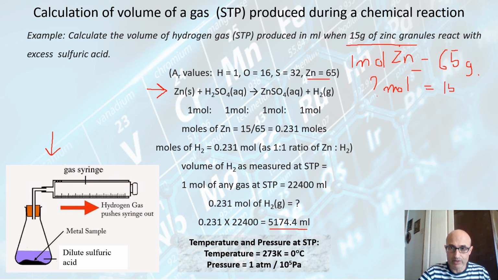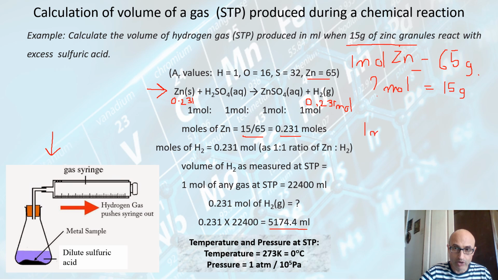That part is worked over here. Look, we're doing 15 on 65. It works out to be 0.231 moles of zinc. So we now know that we have 0.231 moles of zinc, and since the mole ratio is 1 mole throughout, we must therefore be producing 0.231 moles of hydrogen.